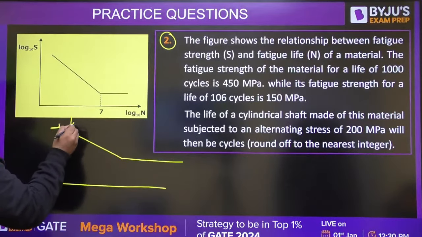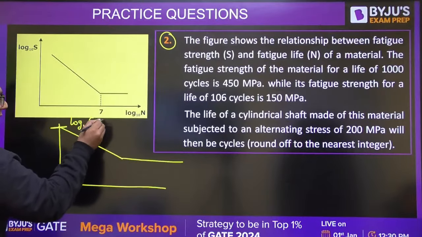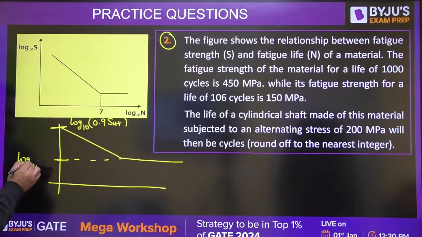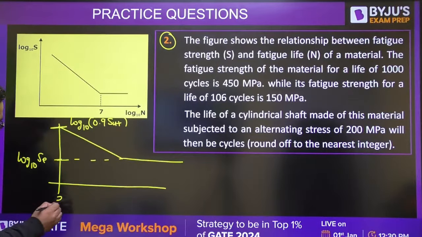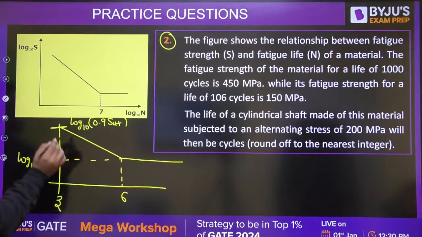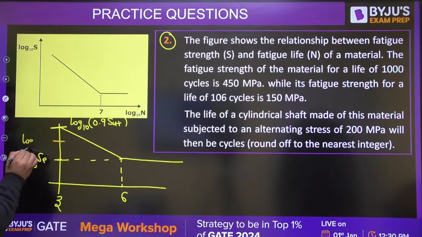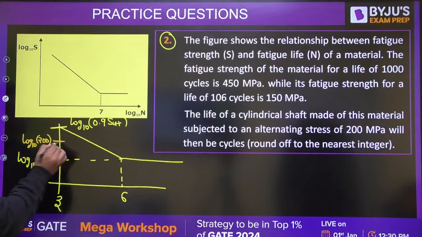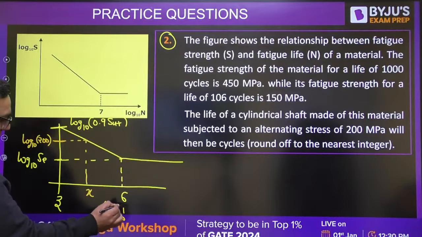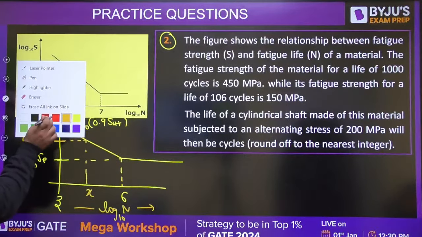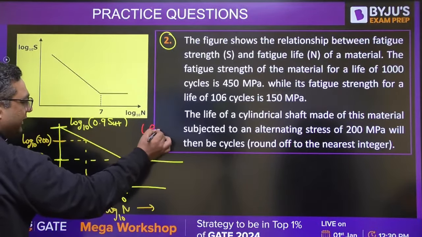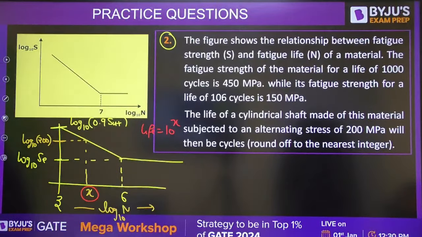So this value is log base 10 of 0.9 times SUT, and this value is log 10 of the endurance limit. This value is 3, this value is 6. Now you need to find the life at this stress, which is 200 MPa. I am assuming this to be x, and this is nothing but log base 10 N. You need to find out this life. Life is going to be 10 to the power x. This would be your answer. So try to solve it, guys.